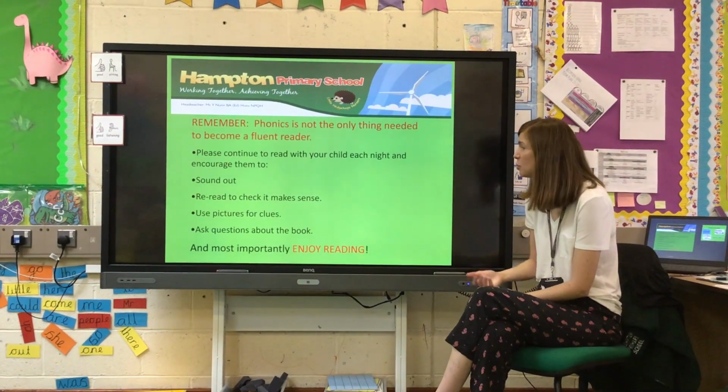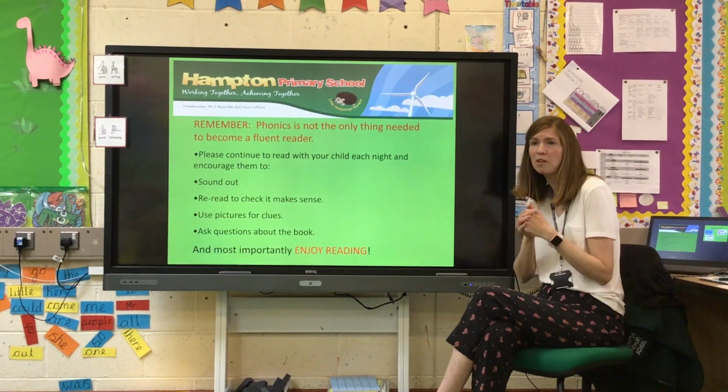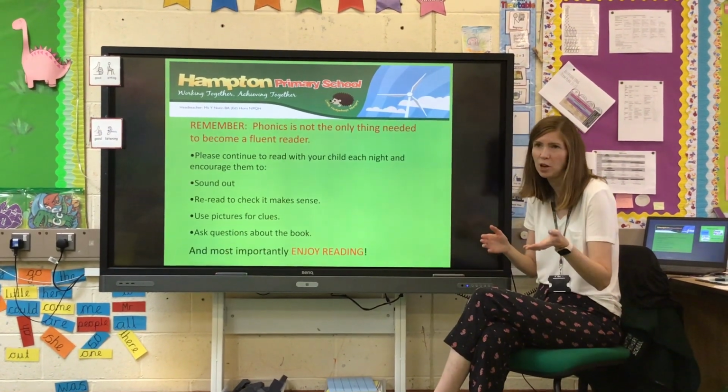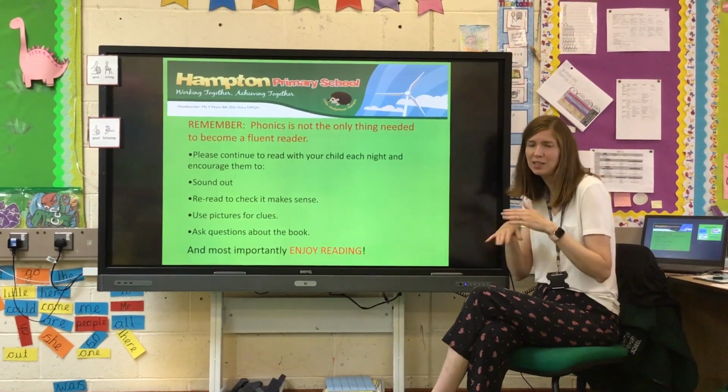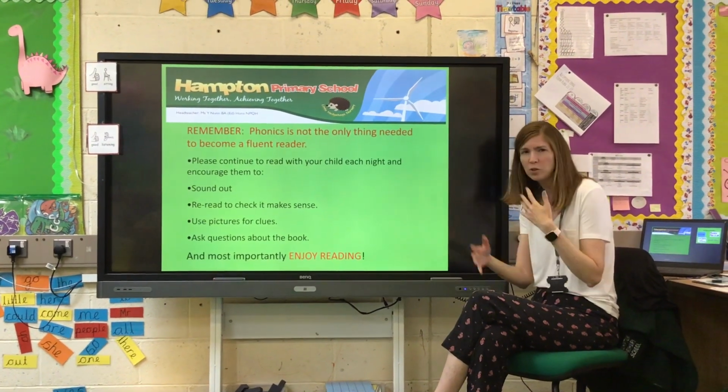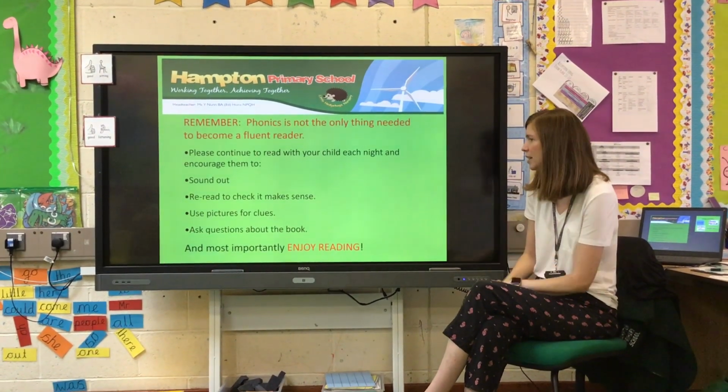And ask them questions about the book. Once they've read a few pages, can you remember what happened on this page? Why do you think so-and-so was really upset by that? How do you think that character was feeling? All those sorts of questions and that comprehension coming into their reading.